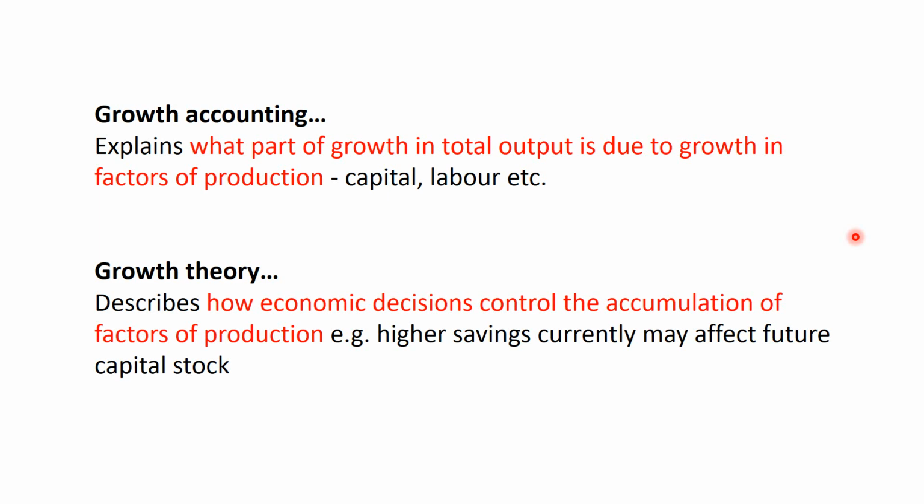So growth accounting theory, a definition of it would be that growth accounting theory tries to explain what part of growth in total output is due to growth in different factors of production. You'll recall from last year that factors of production are the inputs, the items, the land, the labor, the capital, the entrepreneurship, and the technology, for instance, which are used to produce the goods and services that a country then uses or sells to other countries.